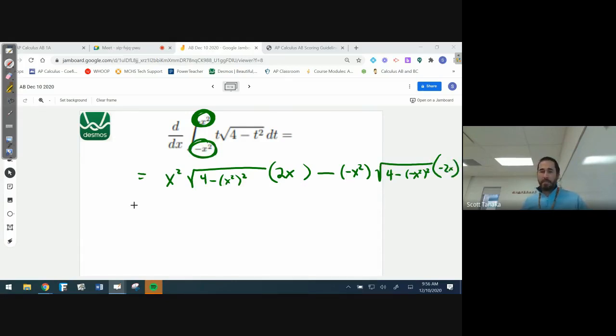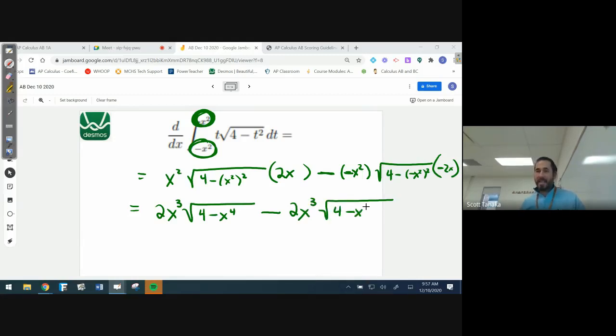And then I'm going to simplify. X squared and 2x gives me 2x to the third. Then I'm going to simplify in here. It'd be 4 minus x to the fourth. And then I have 1, 2, I've got 3 negative signs. 3 negative signs makes a negative. Oh my gosh, I got the same exact thing.